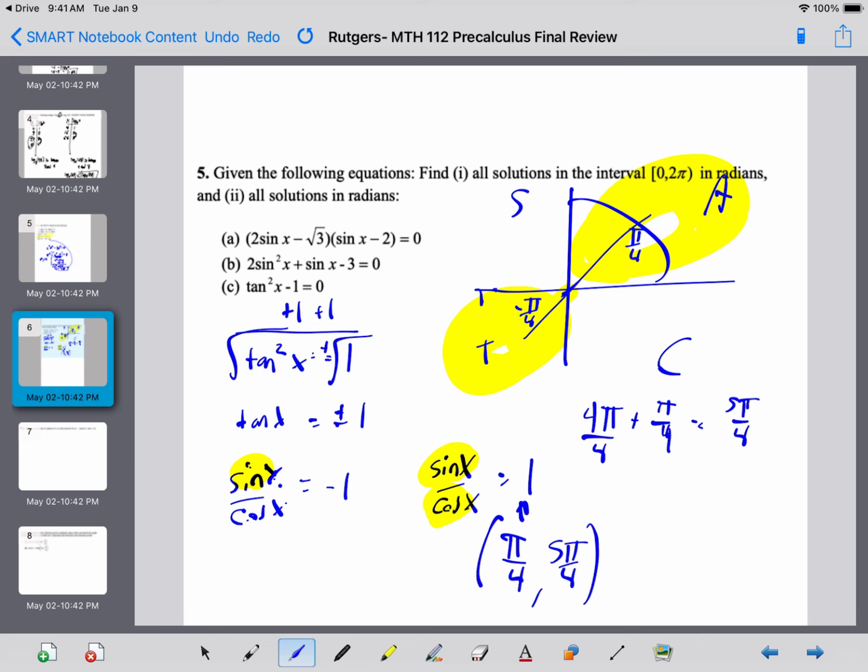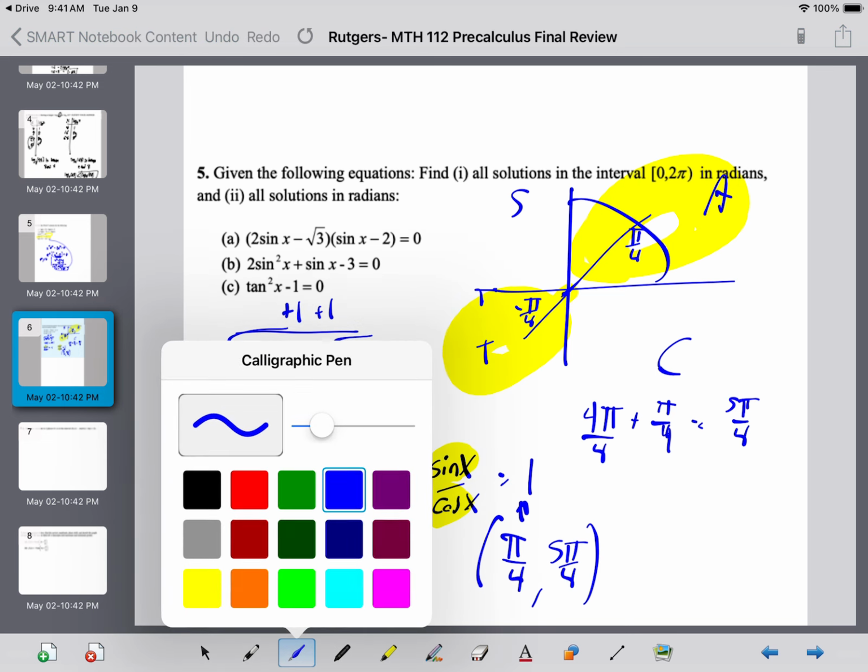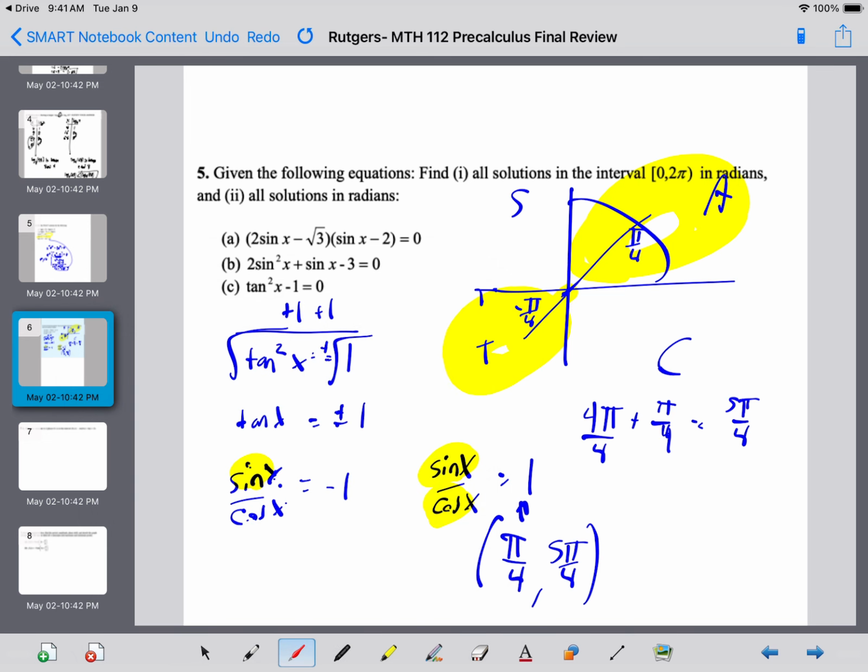But now for negative 1. That would be when sine is positive but cosine is negative, and when cosine is positive but sine is negative. So the reference angle is pi over 4. That's when you would do pi minus pi over 4. We have 4 pi over 4 minus pi over 4 is 3 pi over 4.